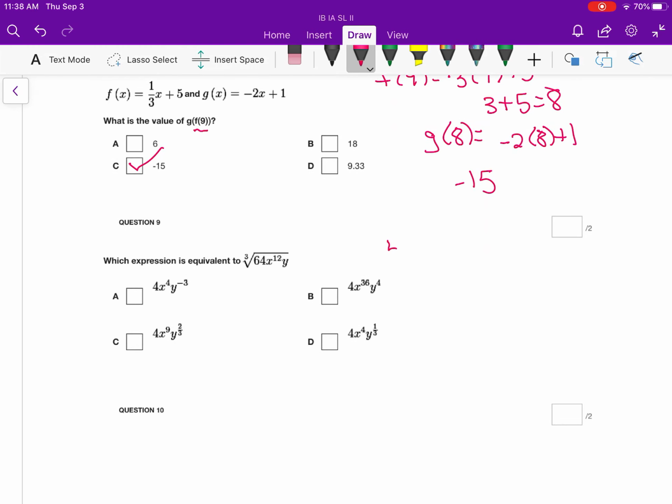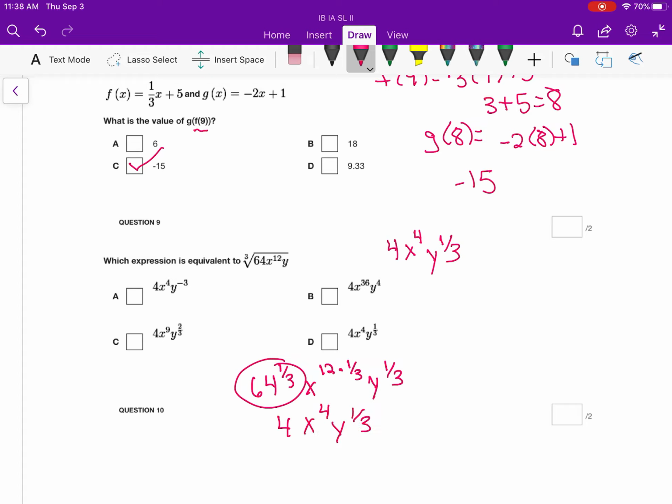Okay? This is just a simplification. Cube root of 64 is 4. Cube root of x to the 12th is x to the 4th. And then you're just left with y to the 1/3. All right? Because you're looking at each one of those terms to the 1/3 power: x to the 12th to the 1/3 power, and then y to the 1/3 power. So the cube root of 64 is 4, 12 times a third is 4, and then y to the 1/3. So 4x to the 4th, y to the 1/3.